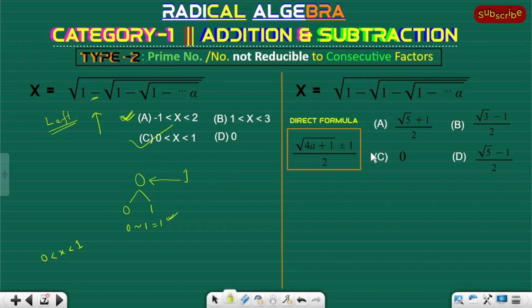What about this? Options are given as specific values, so we cannot use the left-right method, so we will use the direct formula. Root of 4 into 1 plus 1, under root, right? And it is negative, so we will use minus 1, divided by 2. This is nothing but root 5 minus 1 by 2. D is the answer.